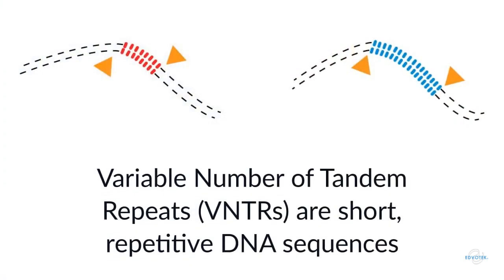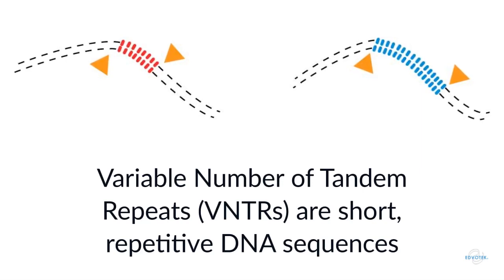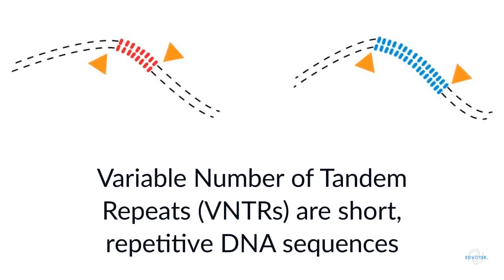Another type of RFLP is the variable number of tandem repeats, or VNTR. A VNTR is a short repetitive DNA sequence. The repeated sequence is generally 15 to 35 nucleotides long, though they can be as short as 2 base pairs and as long as several thousand base pairs. A VNTR can occur between 5 and 100 times at a specific location.